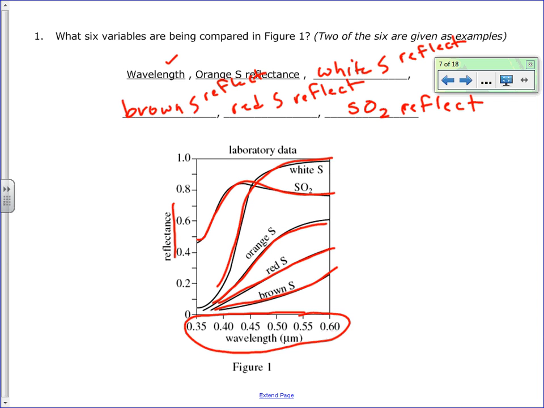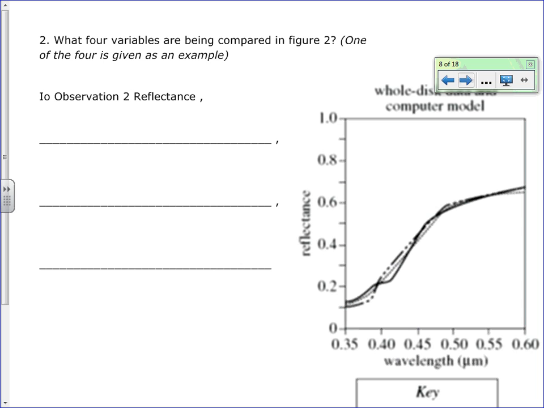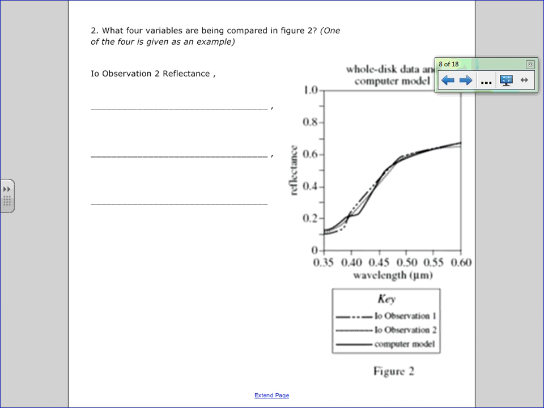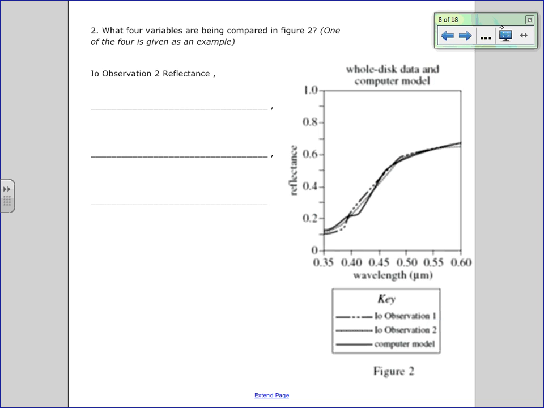Okay, let's use the same idea and start to take a look at the next figure. Sorry, this one's a little bit blurry. Some of them came out better than others. What 4 variables are being compared in figure 2? You have a volunteer to answer this one for us?